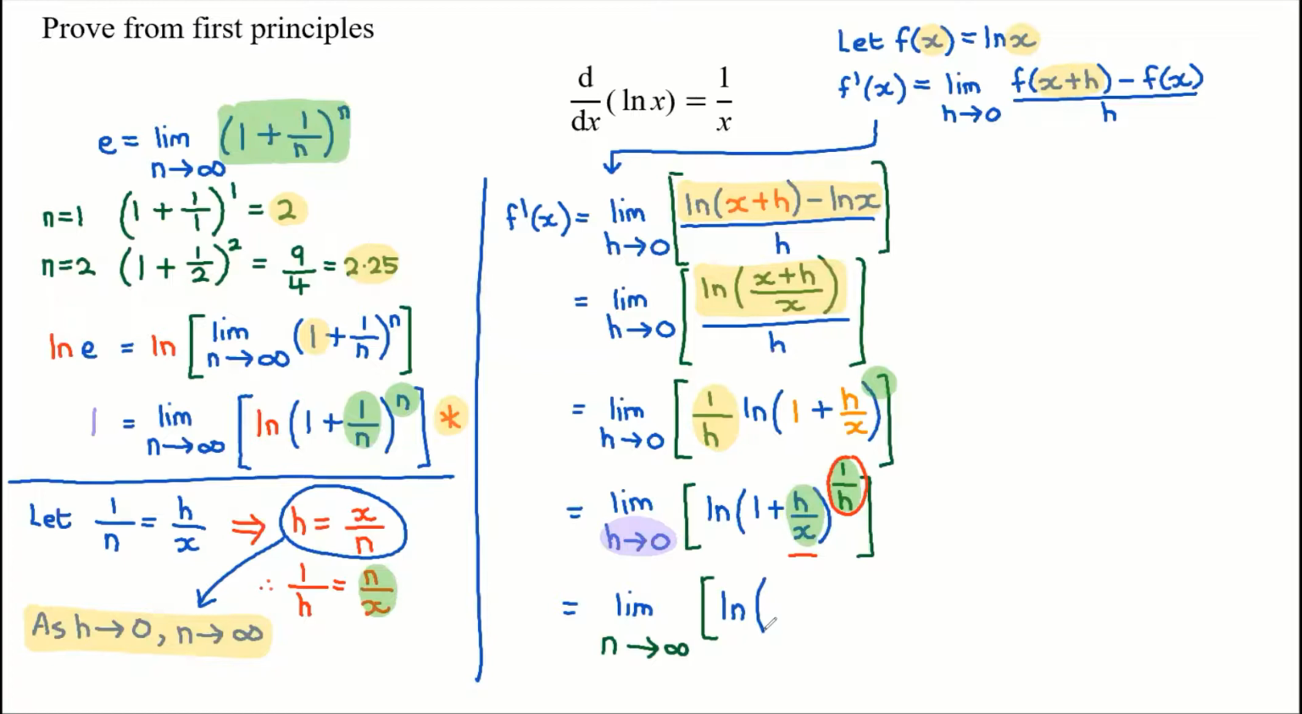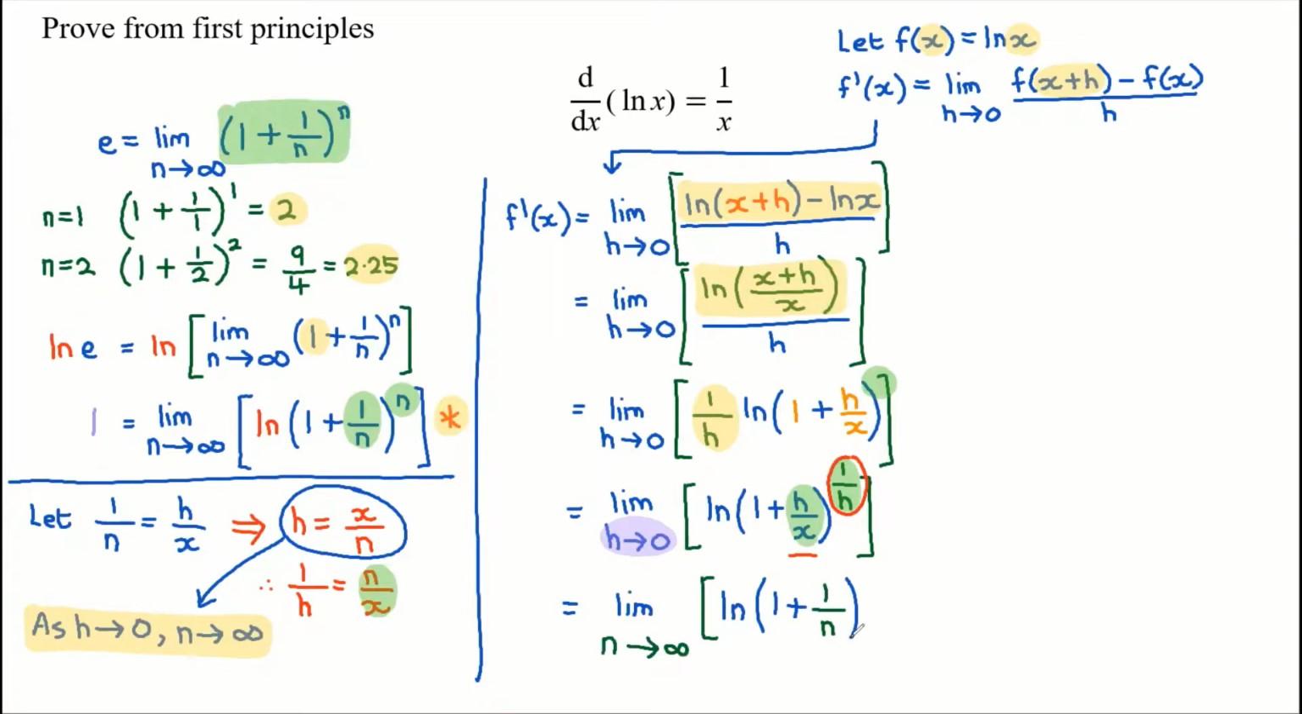Okay, now I'm going to replace my h over x with 1 over n. So that's going to be 1 plus 1 over n. So it's starting to look good. I've got almost all the ingredients that I wanted. Okay, so I've got the limit as n approaches infinity. I've got the 1 over n inside the bracket.